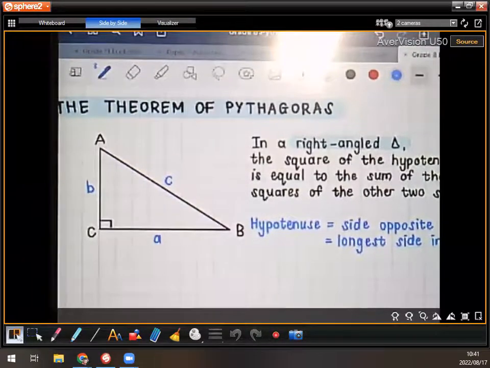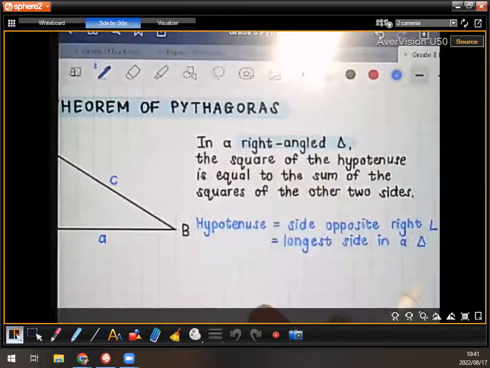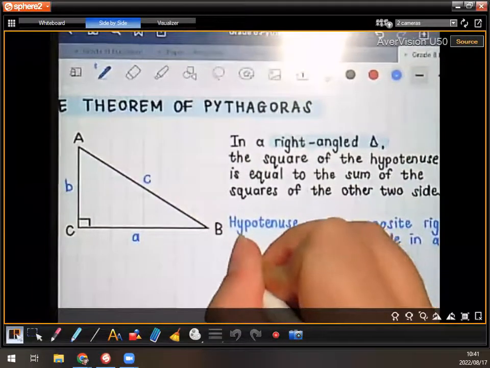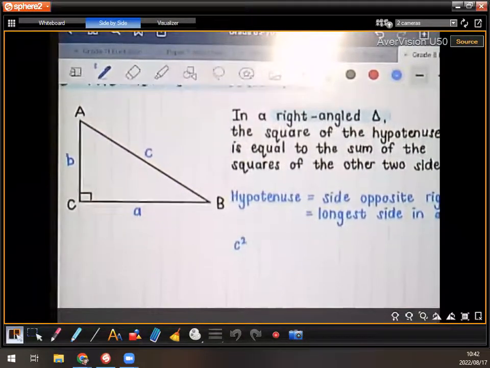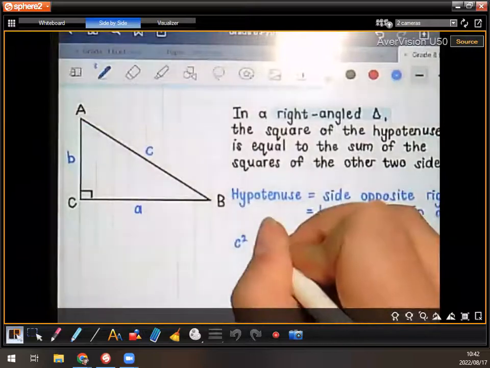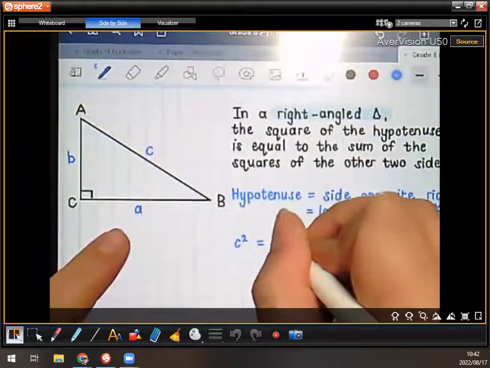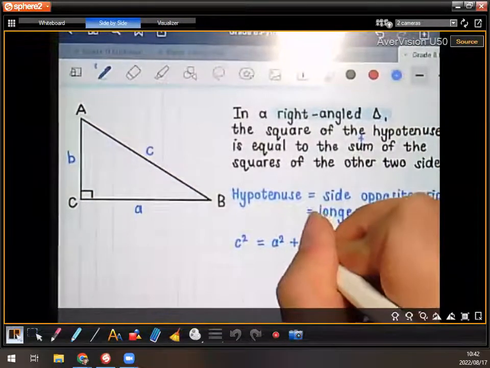Okay, back to this. I'll remind you of the ABC thing here. Now guys, what Pythagoras says, let's read through it again. The square of the hypotenuse. Now the hypotenuse is C, so that means C squared. C squared is equal to the sum of, and what do I do when I'm finding the sum? Adding the squares of the other two sides. My other two sides are A and B, so A squared plus B squared.